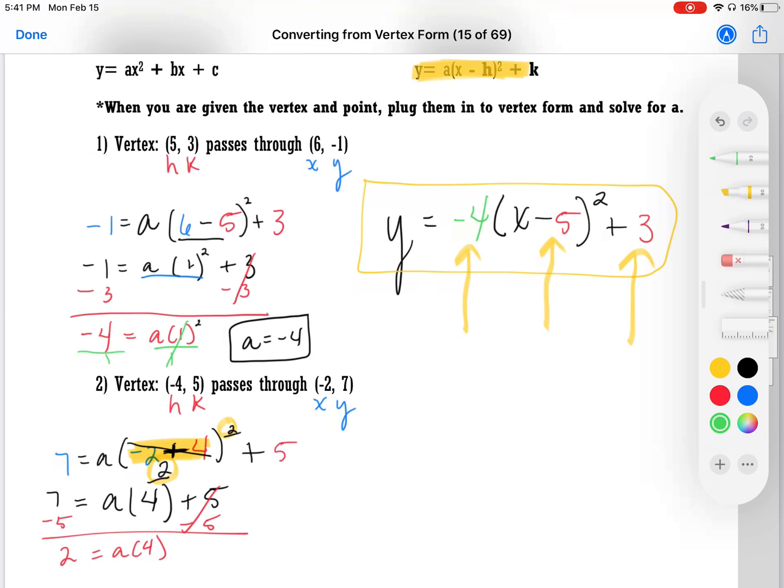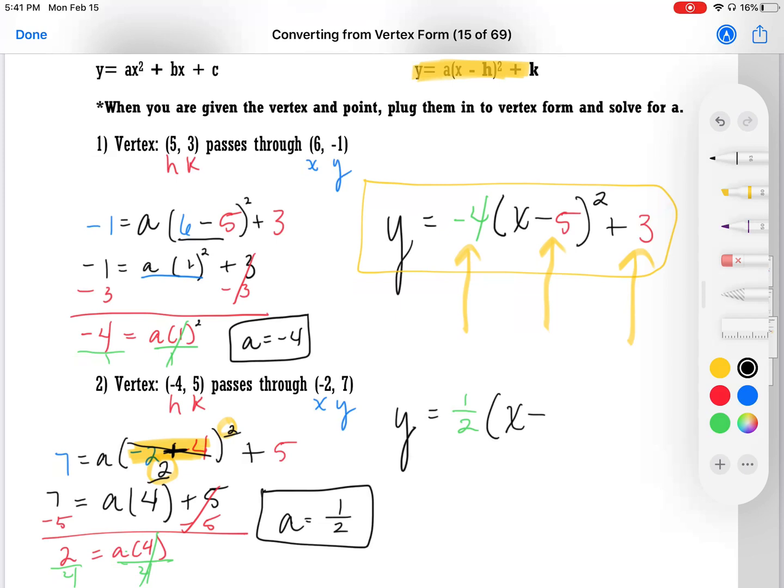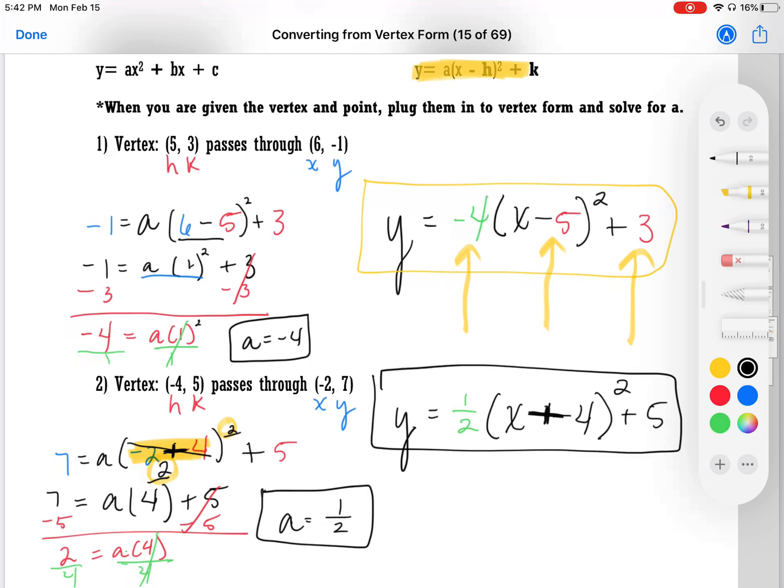My last step to get A by itself, this is A times 4. To undo multiplication, we have to divide by 4. 2 divided by 4 is the number 1/2. You can plug that in a calculator to help you reduce if you need. So my A equals 1/2. So my final answer is Y equals, my A is what I just solved for, so you put that first, parentheses, X minus, my H is negative, so that's a -4, close parentheses, squared, plus K. Minus negative is the same as rewriting it as a positive. So this is my final answer for number 2.